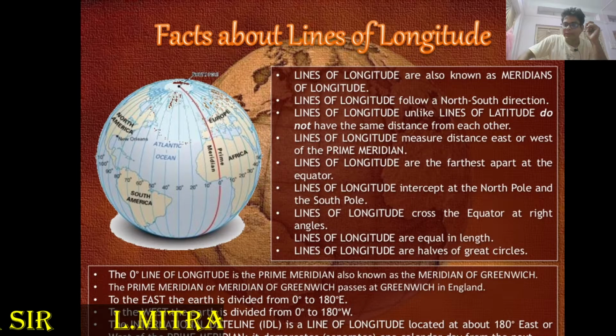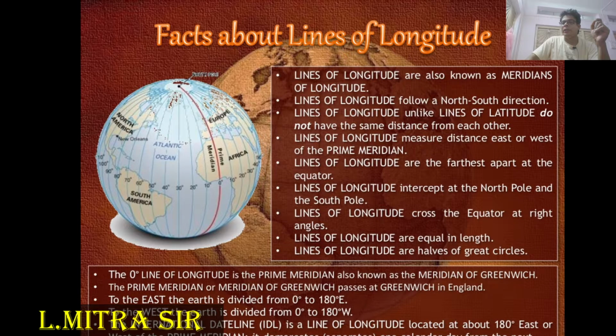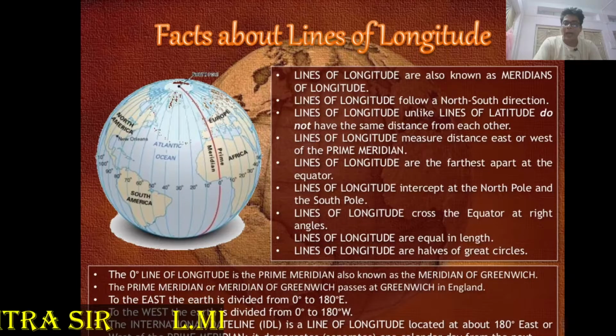Another fact you can discuss here: the 0 degree line of longitude is known as the prime meridian, which is also the meridian of Greenwich. The 0 degree line from east to west is the equator. The 0 degree line from north to south is the prime meridian. The prime meridian, or the meridian of Greenwich, passes through Greenwich in England.